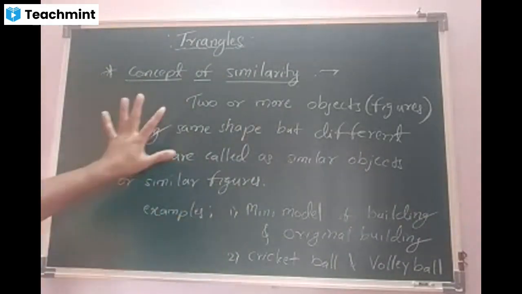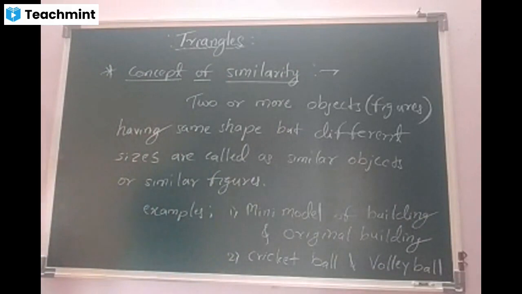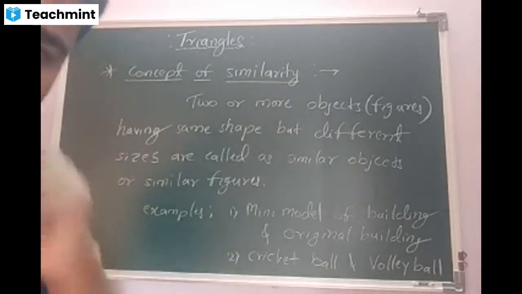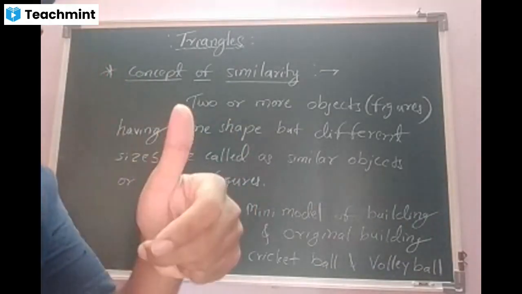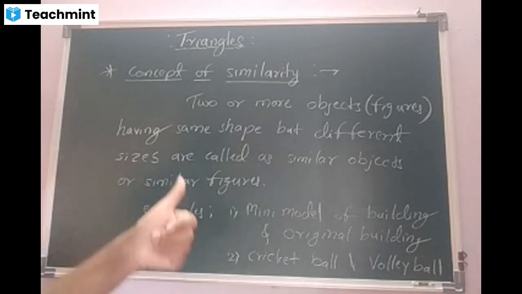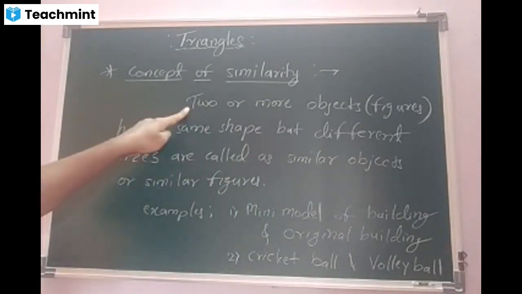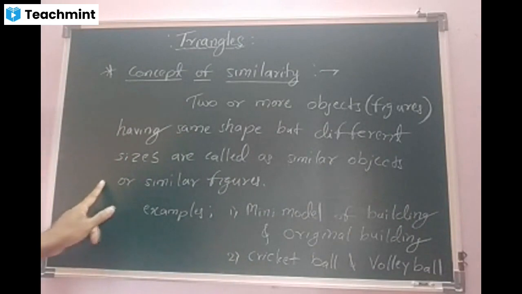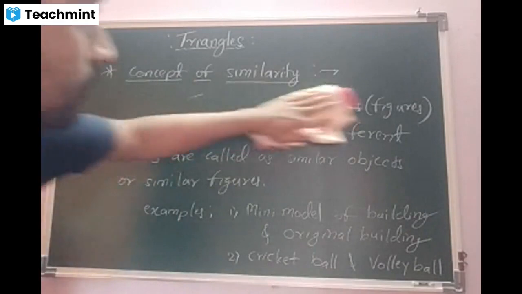Okay, Apurva, read the sentence written on the board. Okay, Riddhi, you read the sentence, beta. Concept of similarity. Two or more objects, bracket figures, having same shape but different sizes are called similar objects or similar figures. Example: mini model of a building and original building, cricket ball and volleyball.